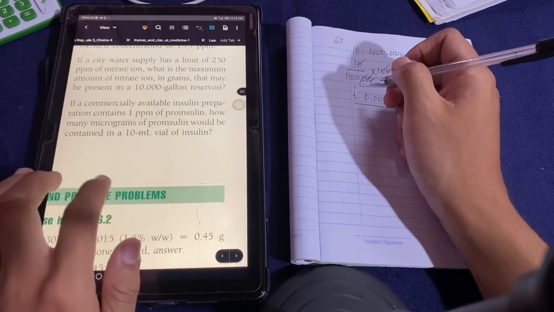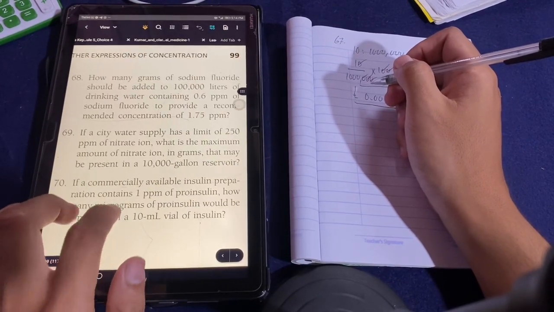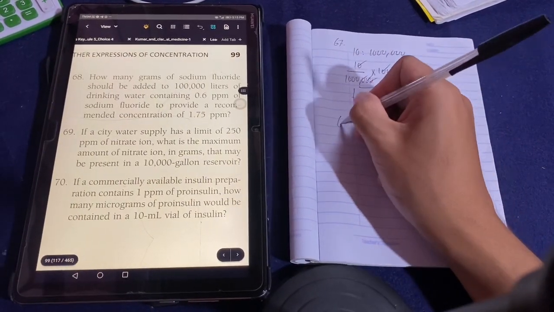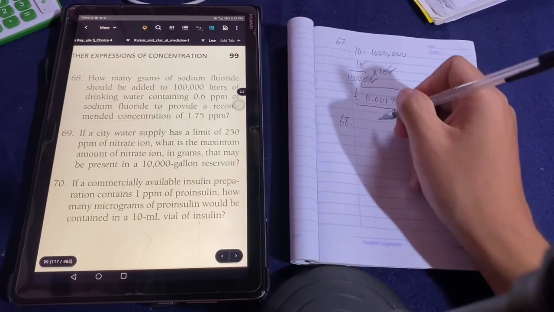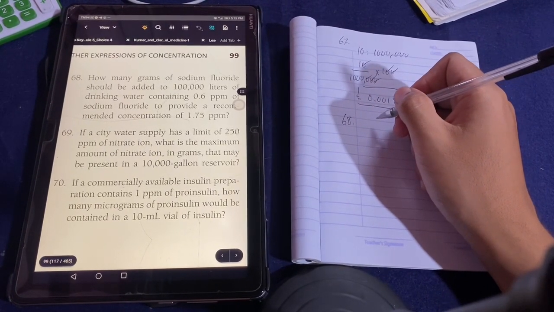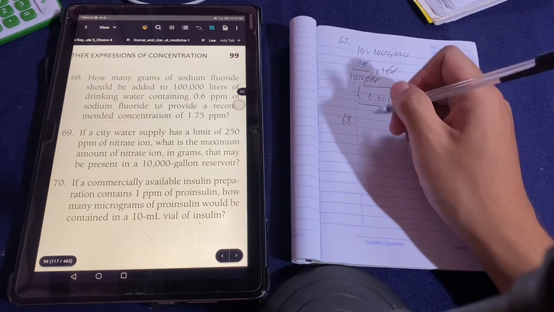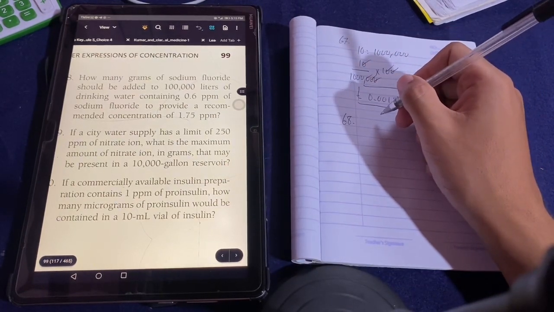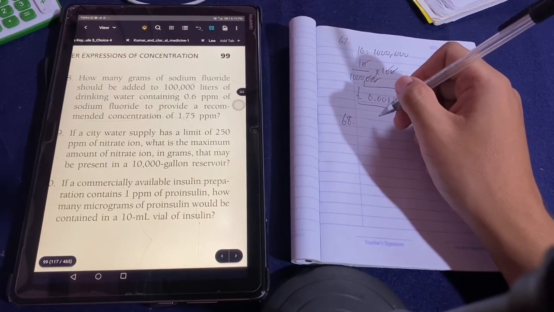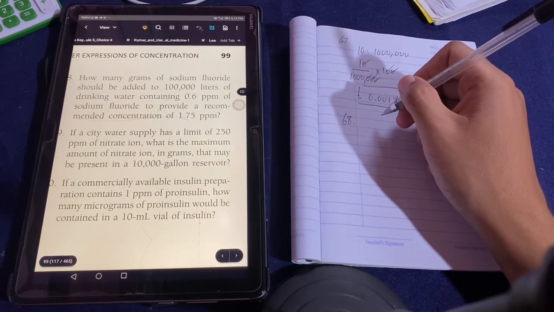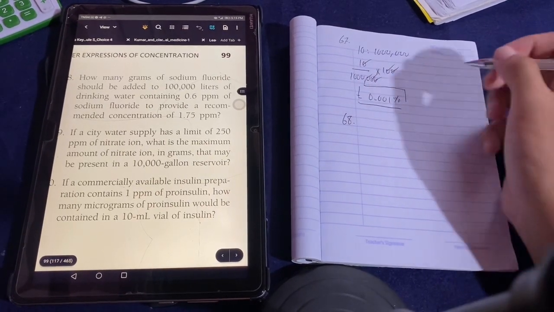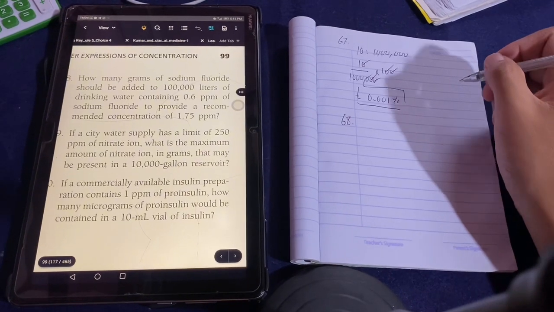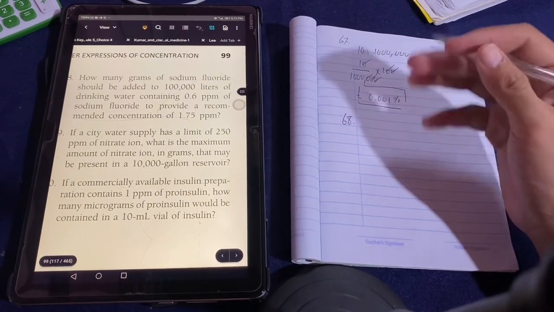So let's proceed to number 68. So number 68 says, how many grams of sodium fluoride should be added to 100,000 liters of drinking water containing 0.6 parts per million of sodium fluoride to provide a recommended concentration of 1.75 parts per million. So in this problem, there is a twist.